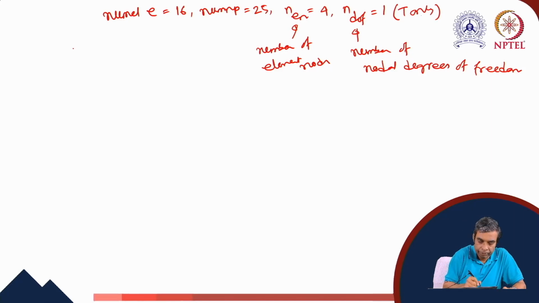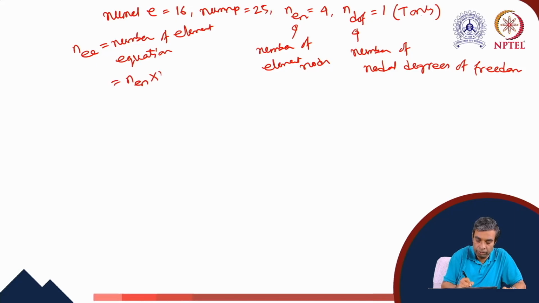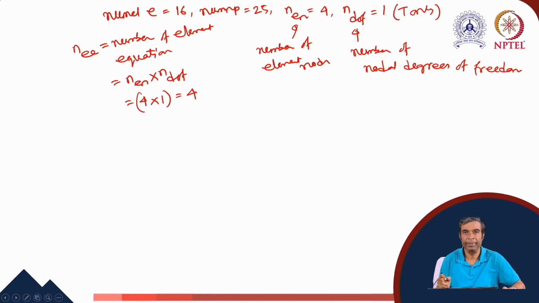So NEE for this case will be the number of element equations, equal to NEN into NDOF. NEN is 4 and NDOF is 1, so we have a total of 4 equations per element. Now let us first construct the IEN array for this case.